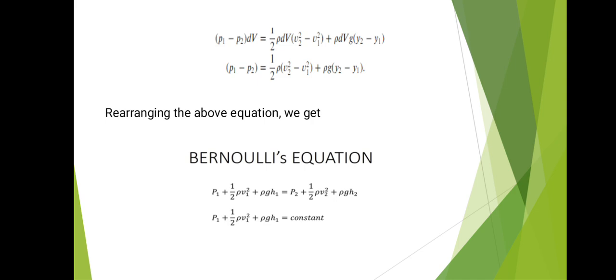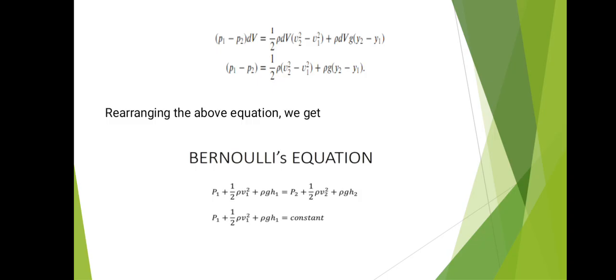Therefore, we can write (P1 minus P2) dV equals half rho dV (v2 squared minus v1 squared) plus rho dV g (y2 minus y1). Therefore, P1 minus P2 equals half rho (v2 squared minus v1 squared) plus rho g (y2 minus y1). Rearranging the above equation, we get Bernoulli's equation: P1 plus half rho v1 squared plus rho g h1 equals P2 plus half rho v2 squared plus rho g h2.